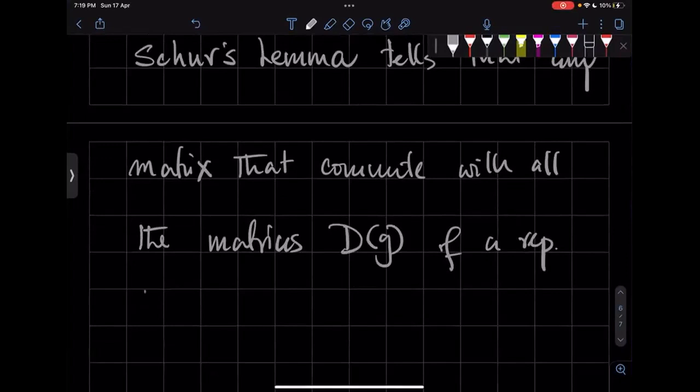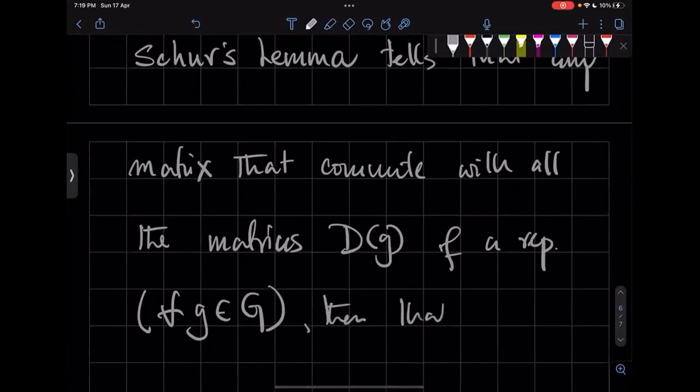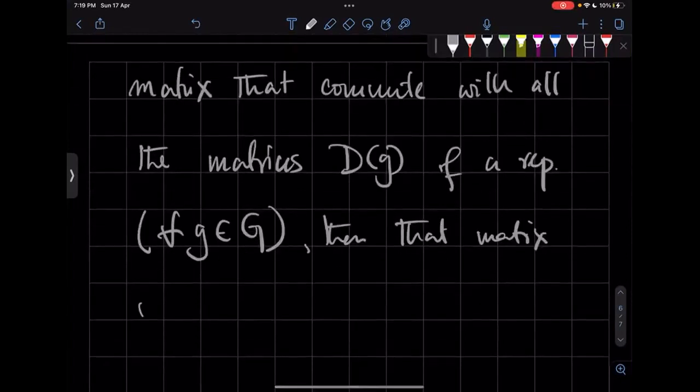meaning that, for all G in the group, then that matrix is proportional to the identity matrix, right?